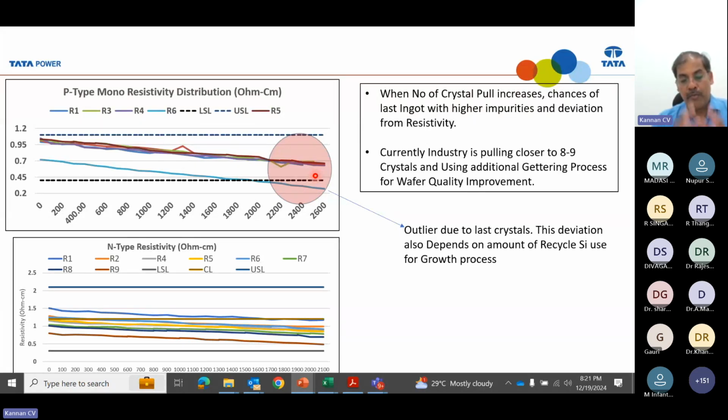When you cut a certain portion after growing the cylindrical ingot, automatically your overall conversion yield will go down. That will impact your cost of manufacturing. So all these parameters are very important: how well you control the resistivity, oxygen concentration, carbon concentration, and minority carrier lifetime without losing any parts.